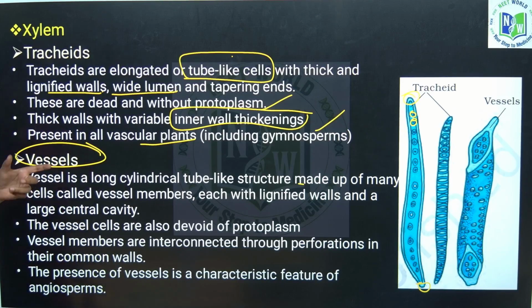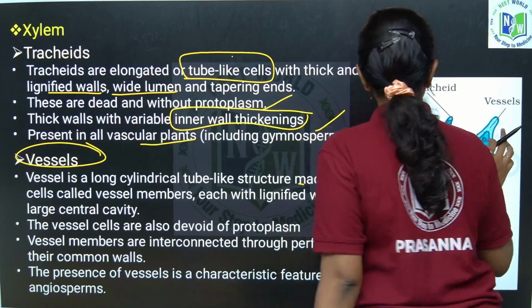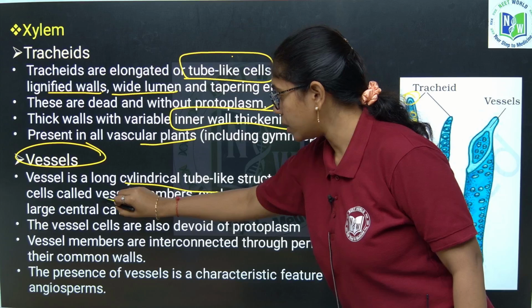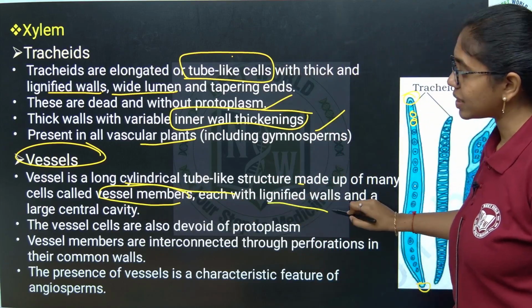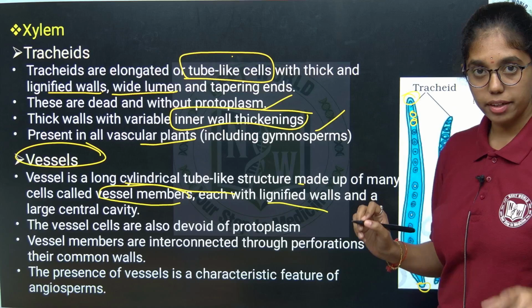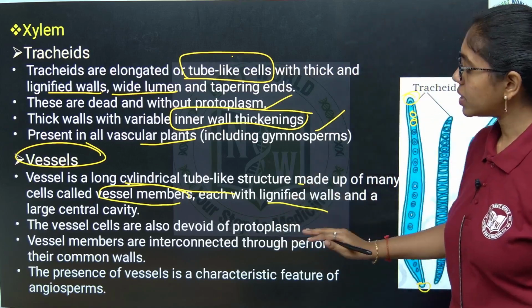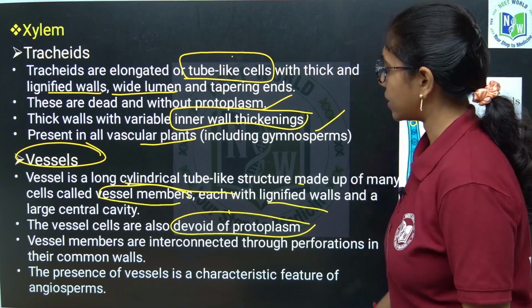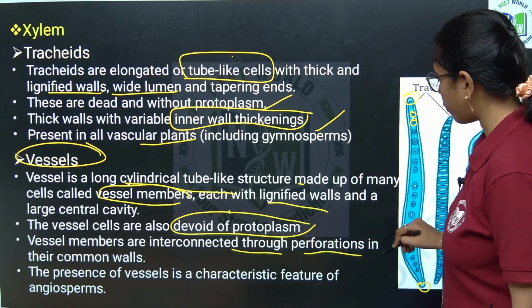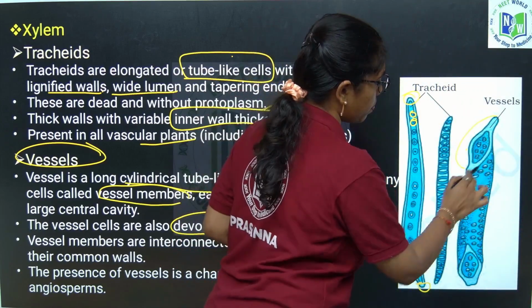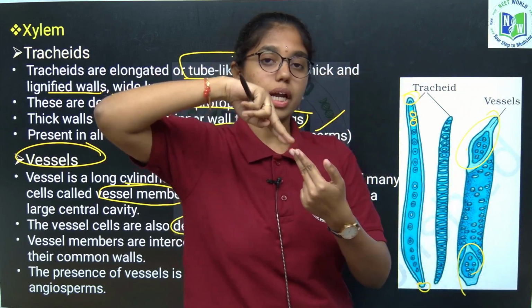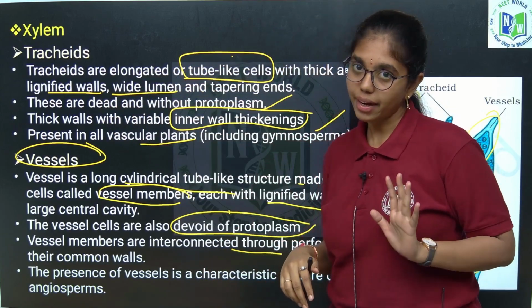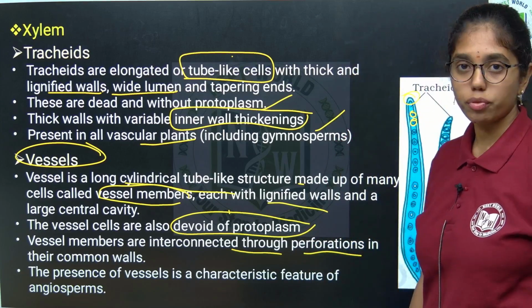Coming to vessels, they are long and cylindrical tube-like structures. They are made up of many vessel members, each with lignified walls and a central cavity. Vessel cells are also devoid of protoplasm. Vessel members are interconnected through perforation plates, and vessels perform more effective water conduction than tracheids. This is because of the presence of perforation plates.